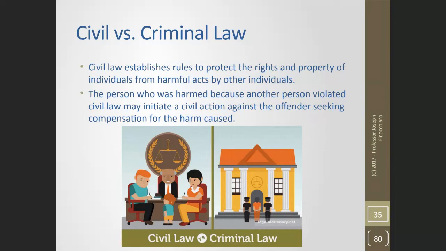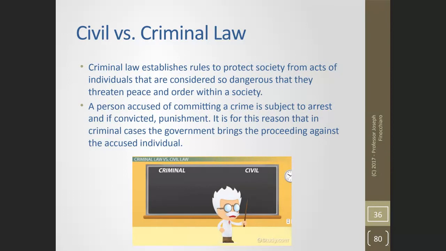Civil law establishes rules to protect the rights and property of individuals from harmful acts by other individuals. The person who was harmed because the other person violated civil law may initiate a civil action against the offender seeking compensation for the harm that was caused. Criminal law establishes rules to protect society from acts of individuals that are considered so dangerous that they threaten peace and order within a society. A person accused of committing a crime is subject to arrest and, if convicted, punishment. It is for this reason that in criminal cases, the government brings the proceeding against the accused individual.